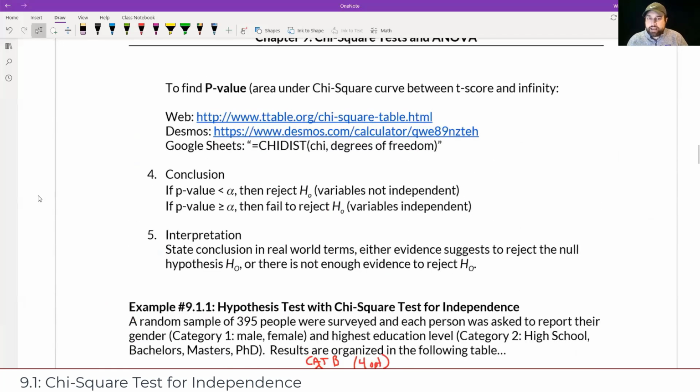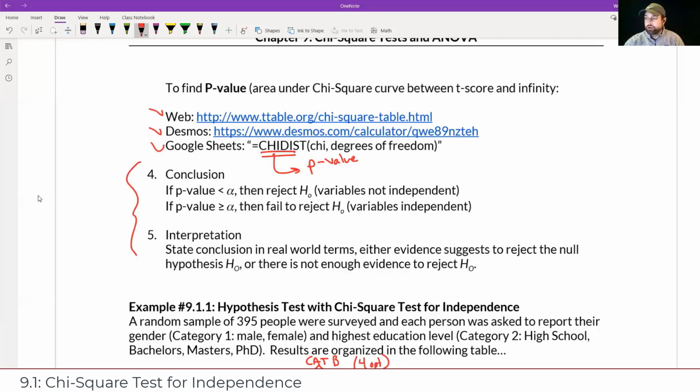Then once you have that chi squared, you either go to a website, or you go to Desmos, or you go to Google Sheets, and you calculate the area under that curve. And that's what this chi-dist does. And we'll show you how this works in a little bit. Once you have that area, that is your p-value. So this will give you a p-value. You compare that p-value to your threshold of alpha, and you either reject or fail to reject the null hypothesis, and then you state your conclusion.